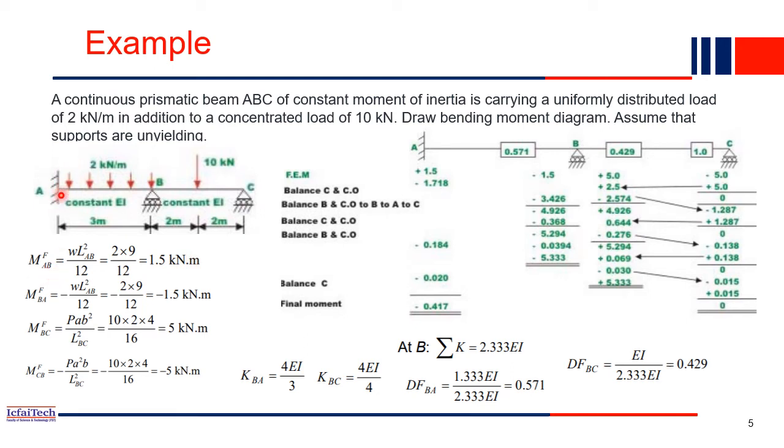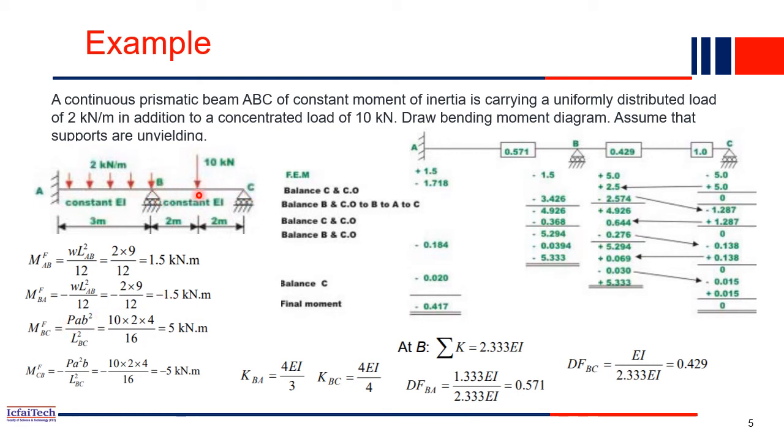Now fixed end moment at BA. So BA means this side. For the B support, the left part will be BA. So this part again you have minus WL square by 12. So similarly minus 1.5. So here you have 1.5 fixed end moment, and left side of B we have minus 1.5 fixed end moment.